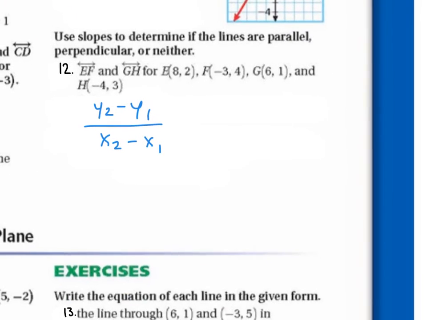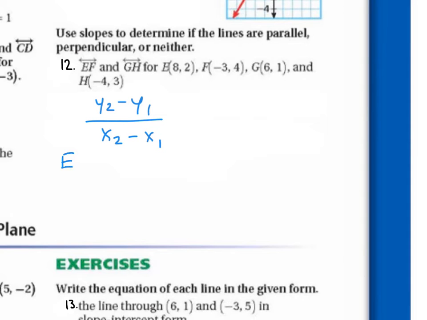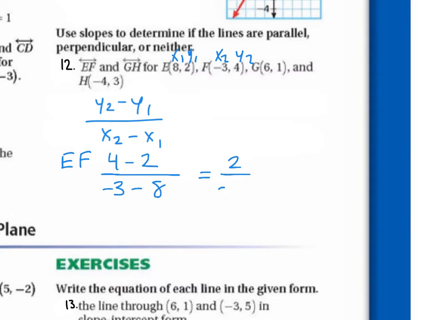So if we're finding the slope for EF first, we have our x1, y1, x2, y2. So what's our y2? 4 minus our y1, 2. And our x2, negative 3, minus our x1, 8. So we get 2 over negative 11. So that's our slope for EF.